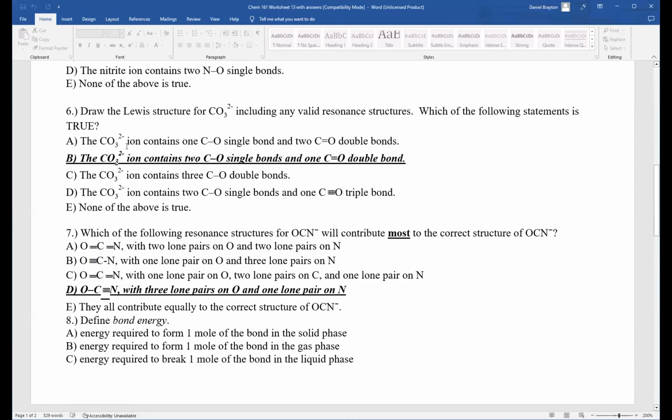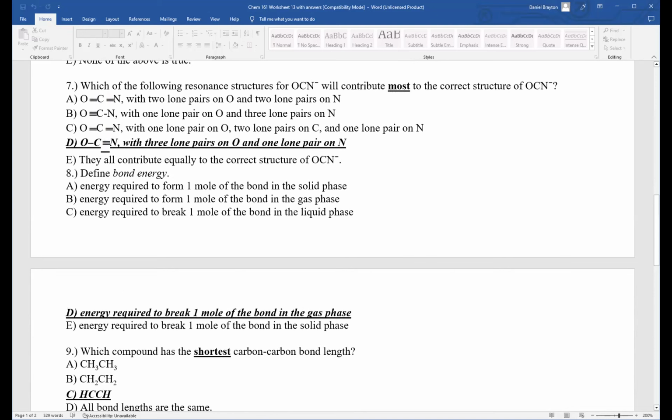Okay, the carbonate ion contains one CO single bond and two CO double bonds. That's not true. The carbonate contains one CO single bond and one CO double bond. Yeah. The carbonate contains three CO double bonds. No. The carbonate ion contains two single bonds and one triple bond. No. So this one, we didn't need the resonance like the one above. It was just testing us on drawing one resonance form.